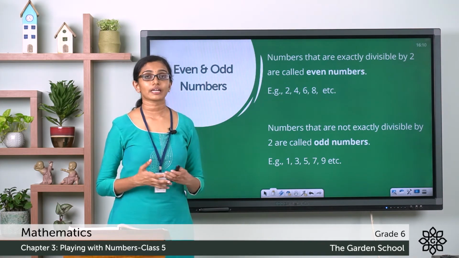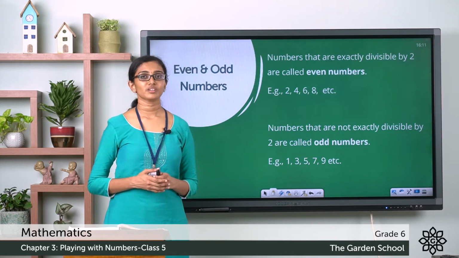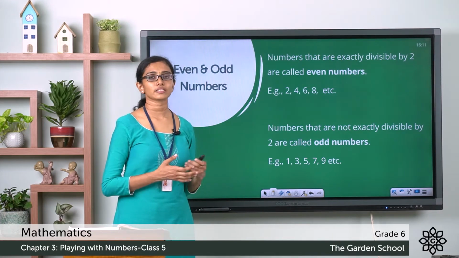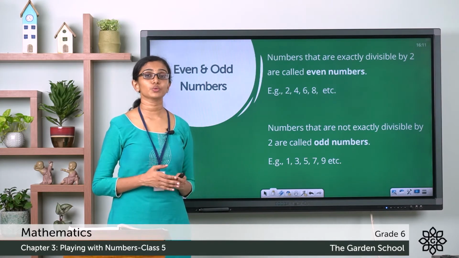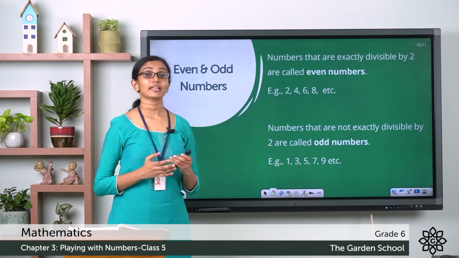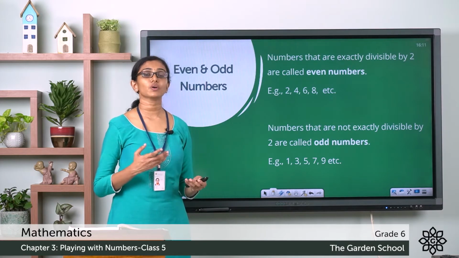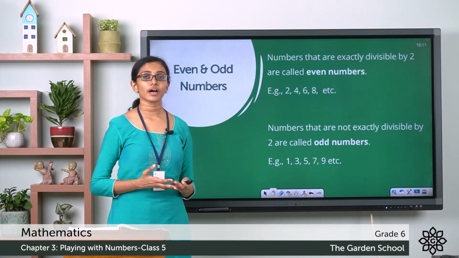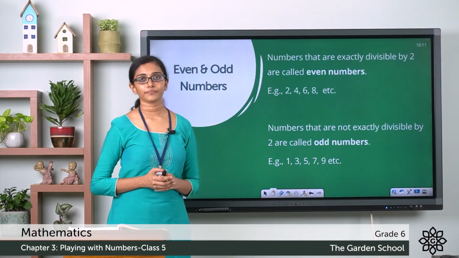Now, how do you check if a given number is odd or even? The numbers which end in either 0, 2, 4, 6 or 8, those numbers will be even numbers. You will be able to divide them into 2 exact groups. But if the ones digit is either 1, 3, 5, 7 or 9, that number will be an odd number.